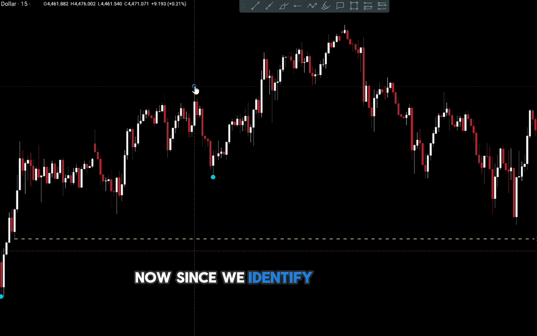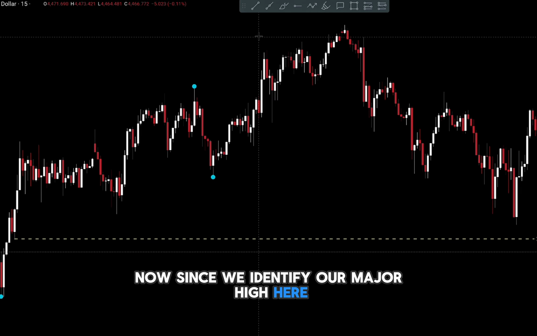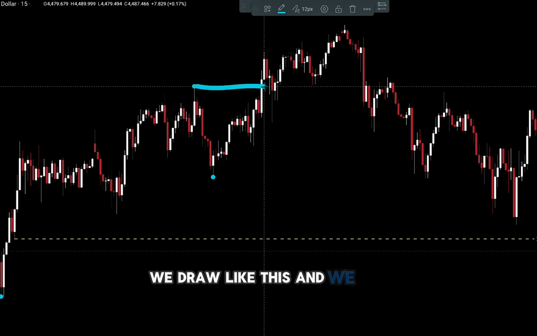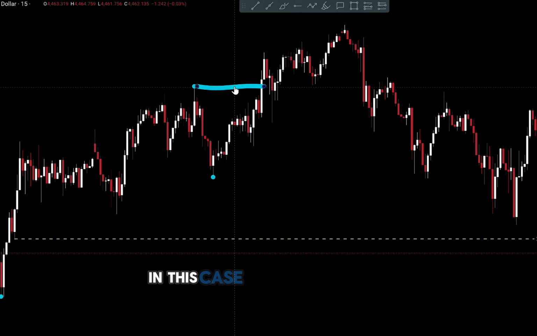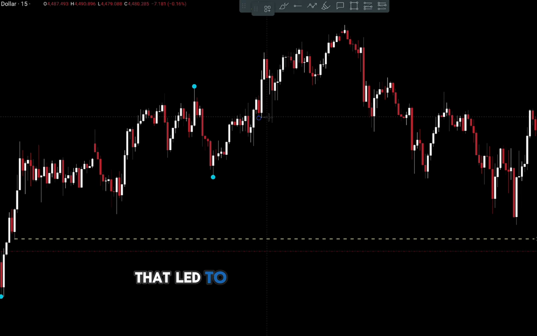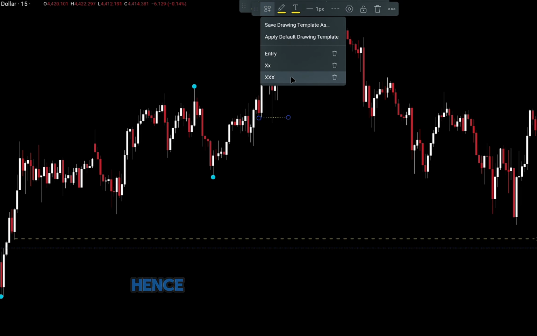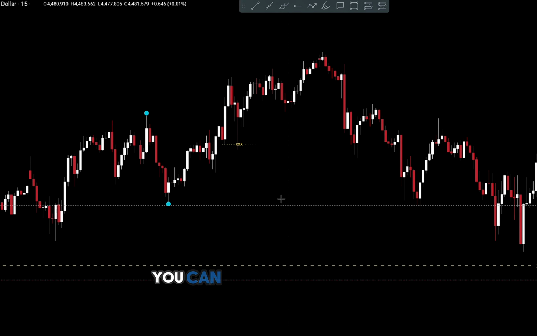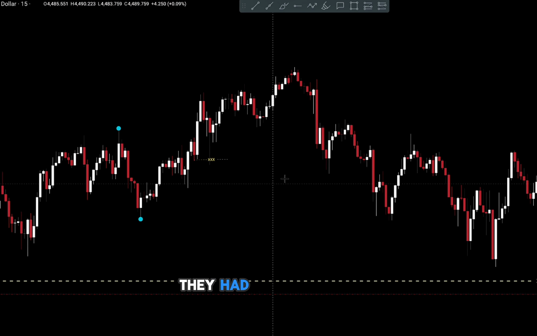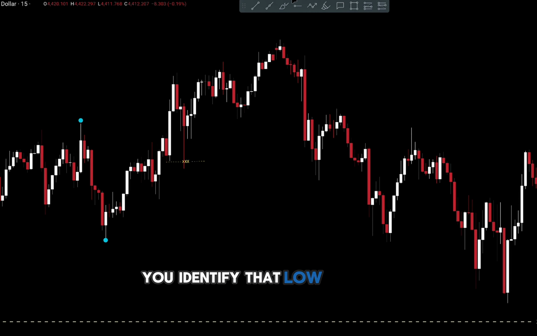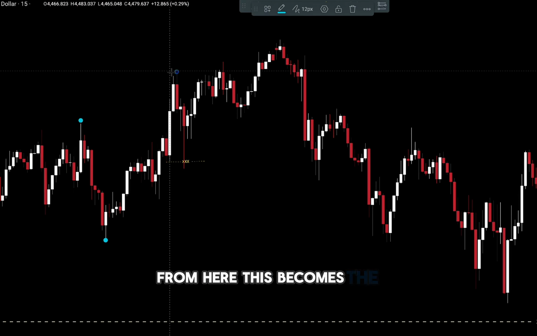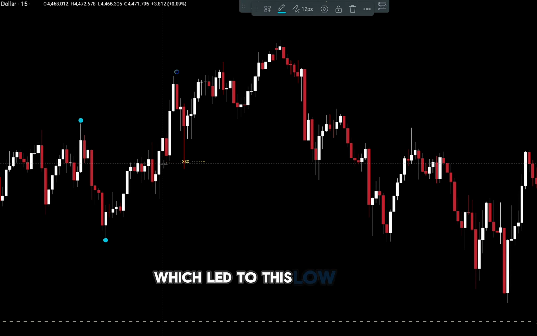Now, since we identified our major high here, we have to draw again to find our liquidity. We draw like this and we see which one broke it. In this case, you can see very well that this is the low that led to that high being taken out. Hence, that becomes our liquidity. You can see very well price tapped into that. Immediately they took out that low, they had to run away. Identify that low as your major from here. This becomes the major high, which led to this low being taken out.